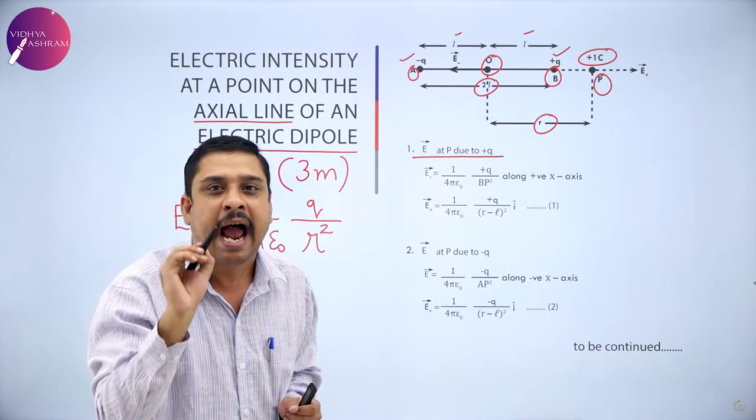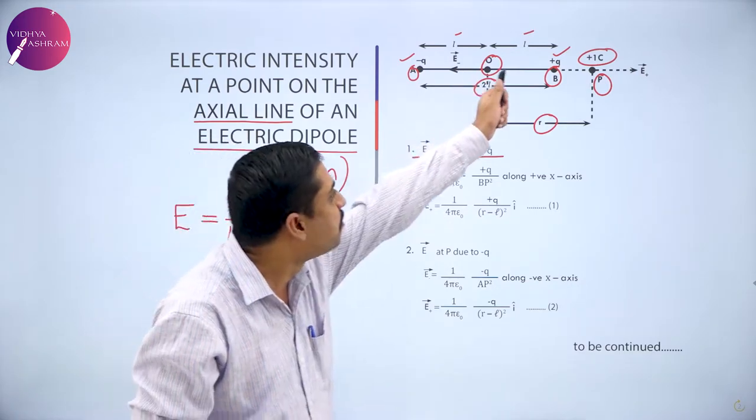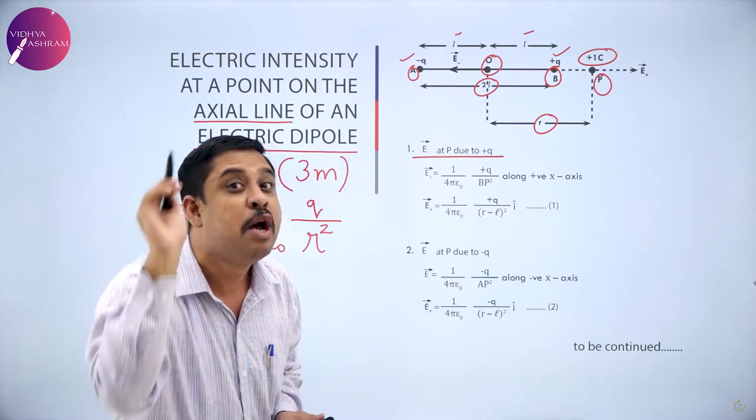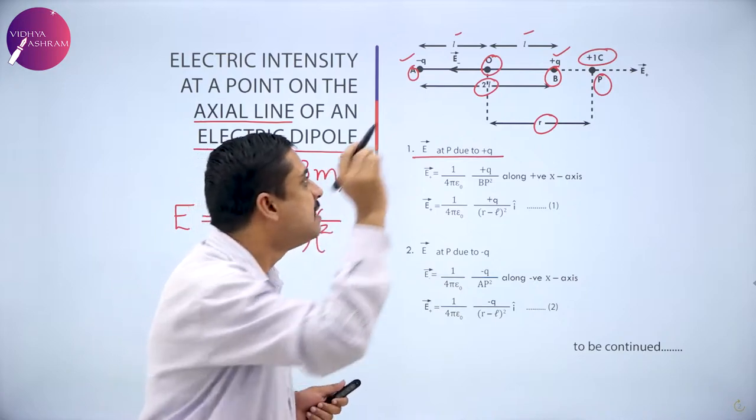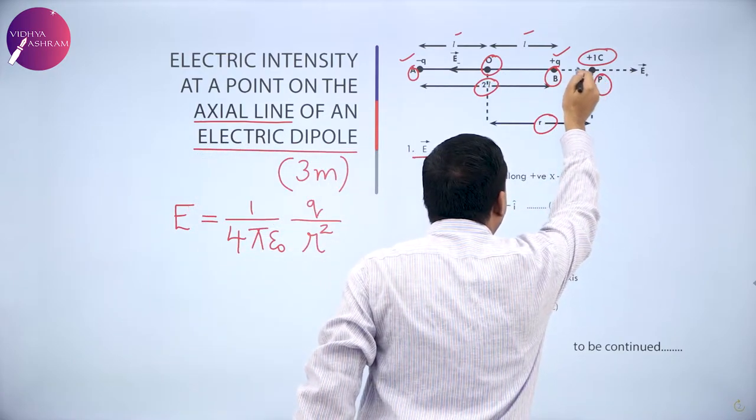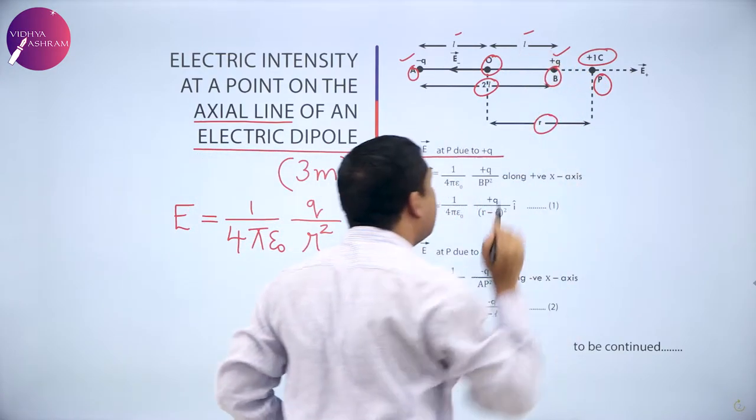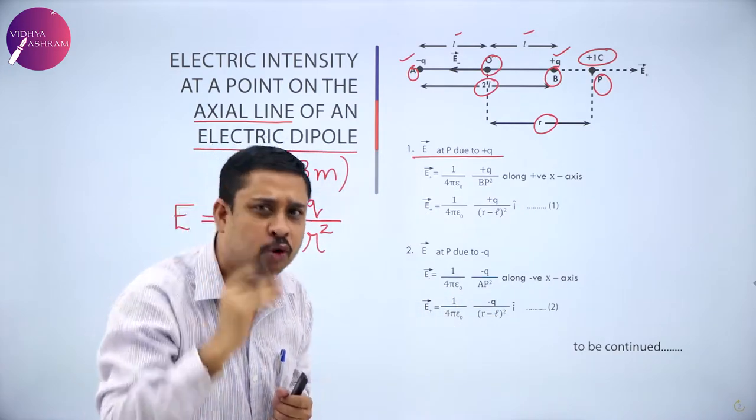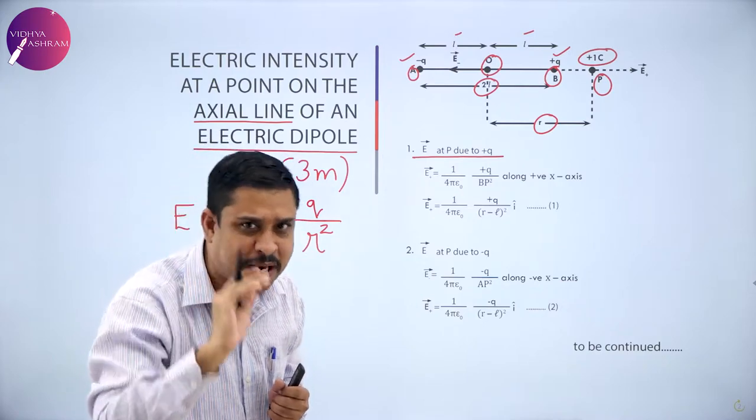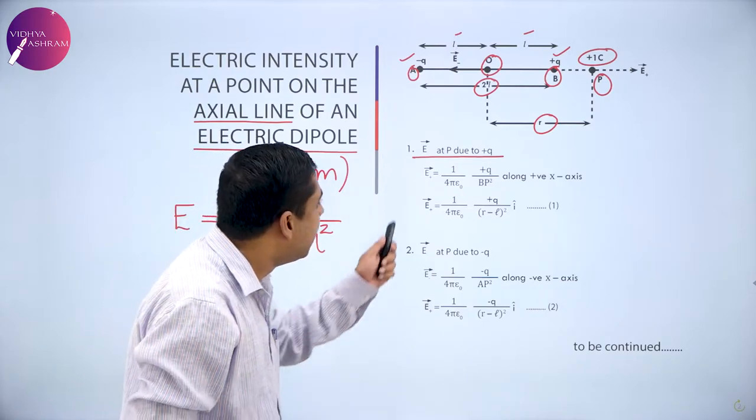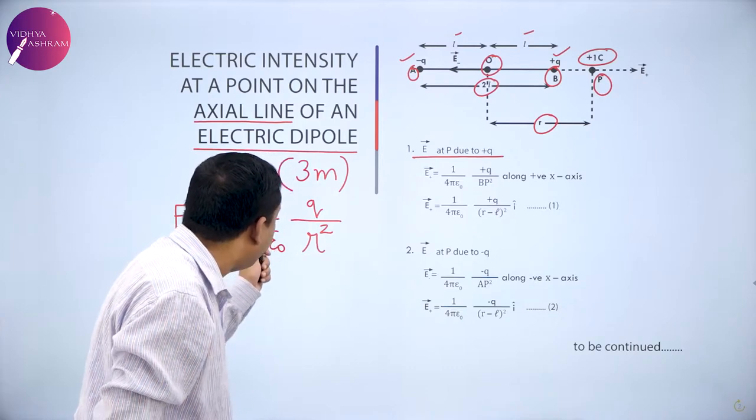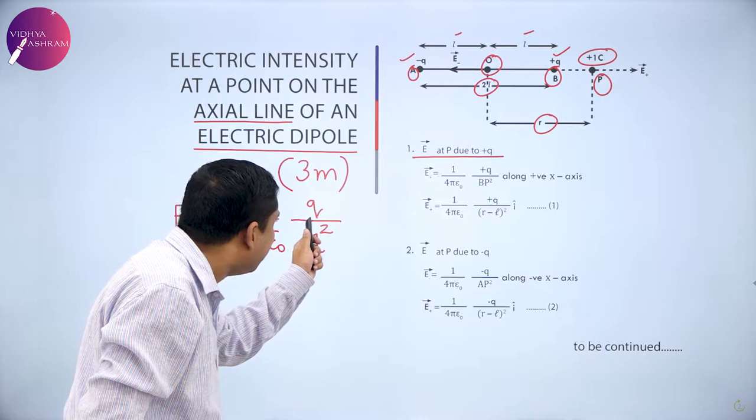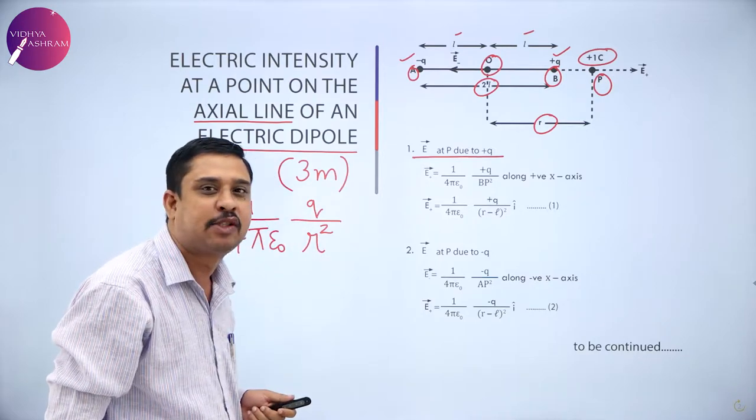Intensity at the point P due to the charge plus Q. Now, how do I do that? I know the expression for intensity. It is 1 by 4 pi epsilon naught, charge divided by distance square.